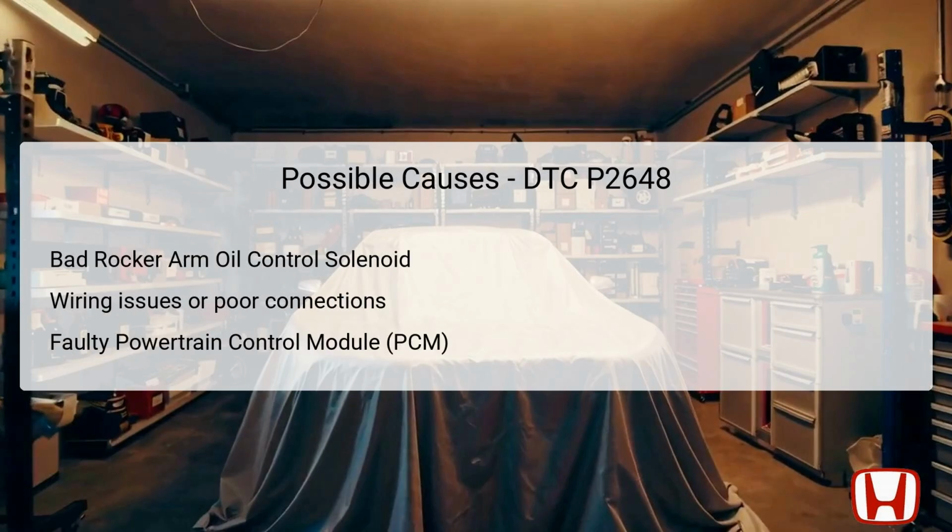Several potential causes may lead to the triggering of DTC P2648. First, a faulty rocker arm oil control solenoid could fail to regulate oil flow adequately, resulting in low voltage readings. Secondly, issues in the wiring harness, such as damage or corrosion, could lead to poor connectivity and inadequate voltage supply to the solenoid. Thirdly, a malfunctioning powertrain control module, PCM, itself may misinterpret the signals or fail to provide the correct voltage to the solenoid, causing the code to appear.